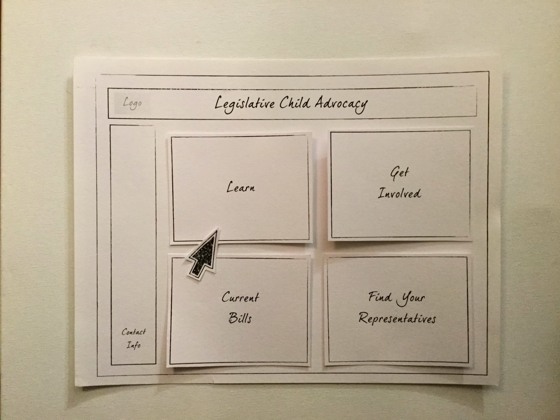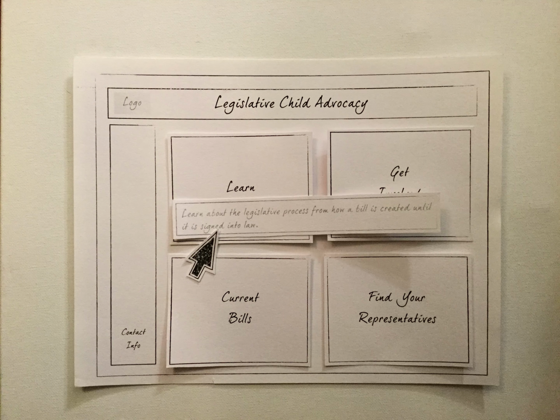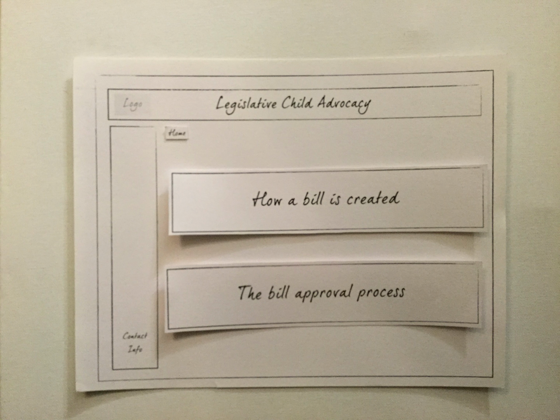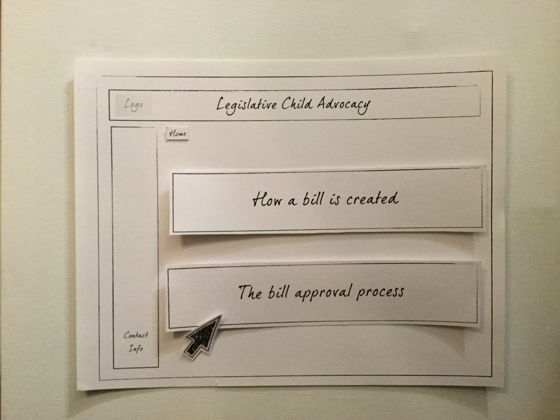I'm going to move my cursor over the Learn box where a description of that section appears, where it says, learn about the legislative process from how a bill is created until it is signed into law. I'm going to click on that box. I'm presented with 2 options, how a bill is created and the bill approval process. Using the mouse, I hover over the bill approval process and select it.